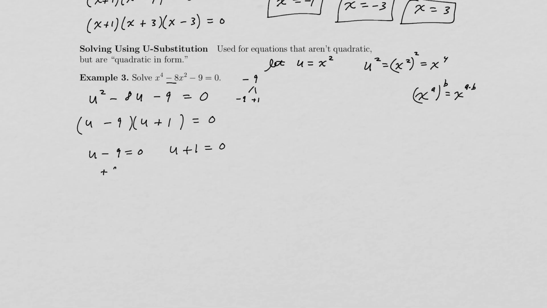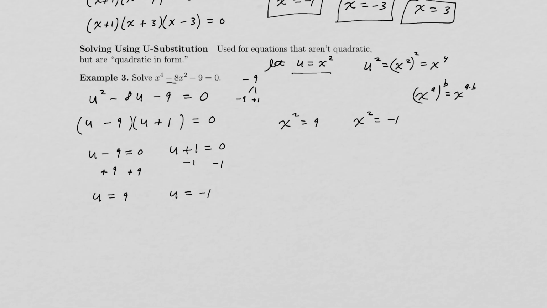If I solve this one, I add 9 to both sides, I'm going to get u is equal to 9. If I solve this one, I'm going to get u is equal to negative 1. But I'm not done, because remember, ultimately I want my solution in terms of x's. So I need to go back and use that same substitution, u is x squared, and rewrite these equations now as, instead of u equals 9, I'm going to have x squared is equal to 9. And instead of u equals negative 1, I'm going to have x squared is equal to negative 1.